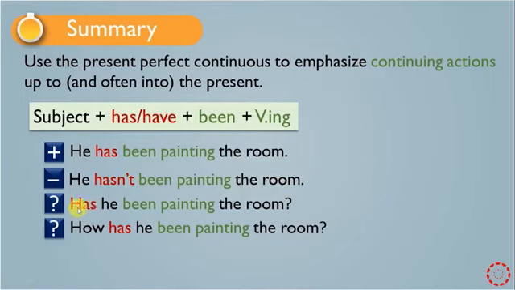And this is the question one. We put has at the beginning. We say, has he been painting the room? And the last one is the WH question. We say, how has he been painting the room? And we can say, when has he been painting the room?